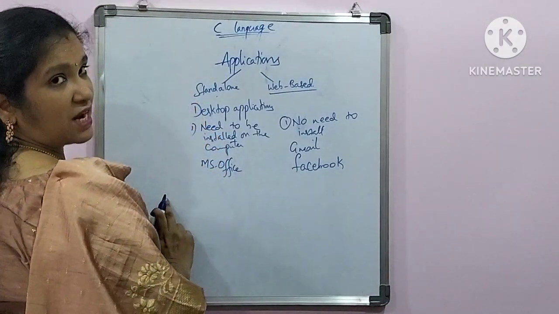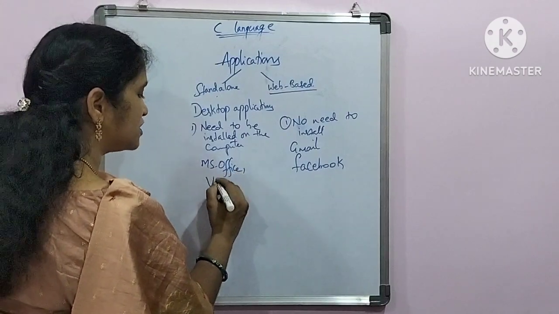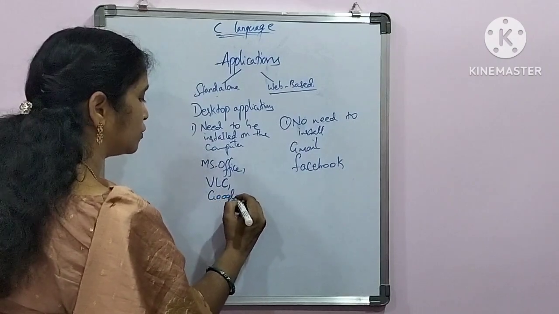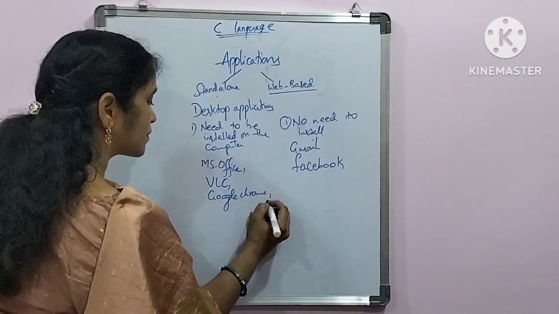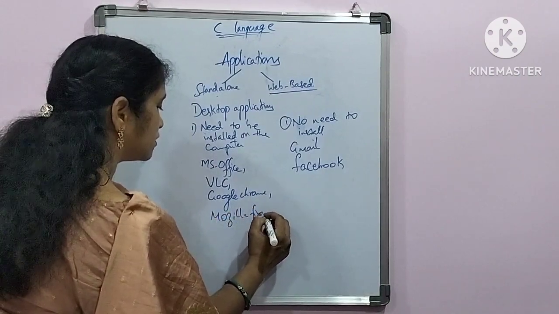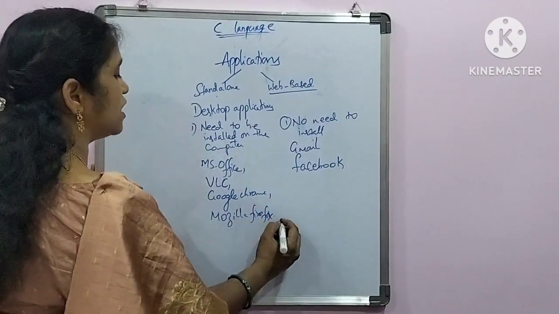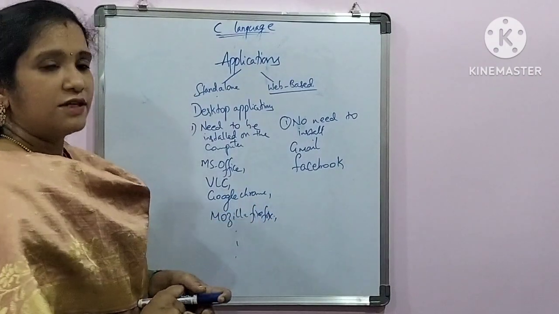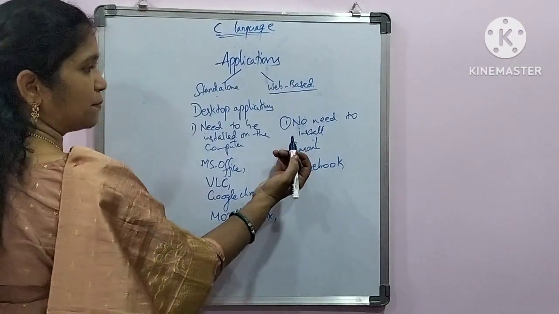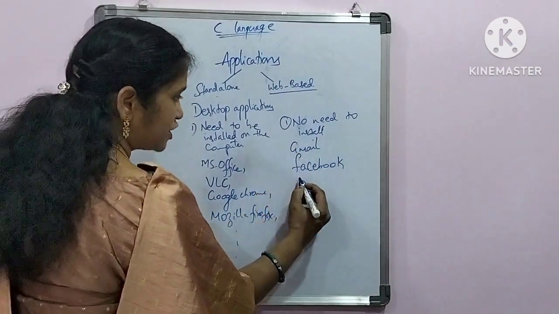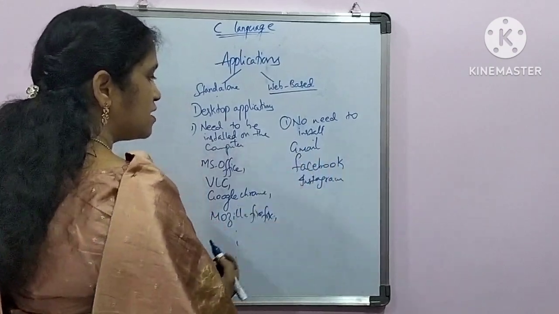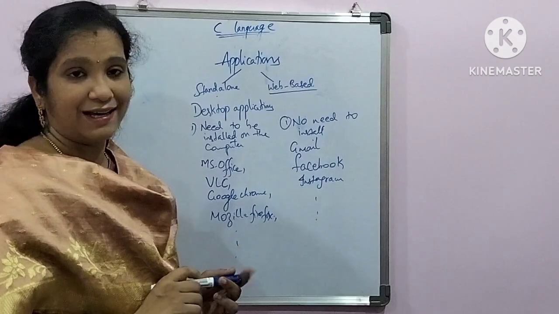Some more examples of standalone applications are MS Office, VLC, Google Chrome, and Mozilla. All these are examples of desktop applications or standalone applications. Examples of web-based applications are Gmail, Facebook, and even Instagram nowadays. So, and so on, you can access.